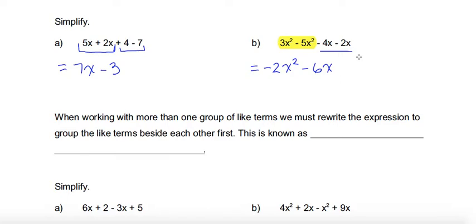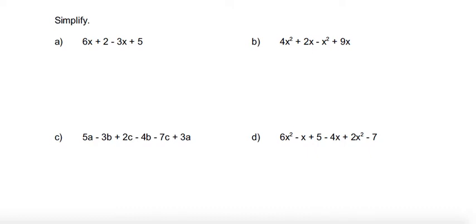So these were questions where our like terms were already grouped beside each other. So it made simplifying those a little bit easier. So when you are working with more than one group of like terms, like we had up above, it's helpful for us to rewrite the expression by grouping the like terms beside each other first. So this is known as combining like terms. So let's take a look at some examples that involves that.